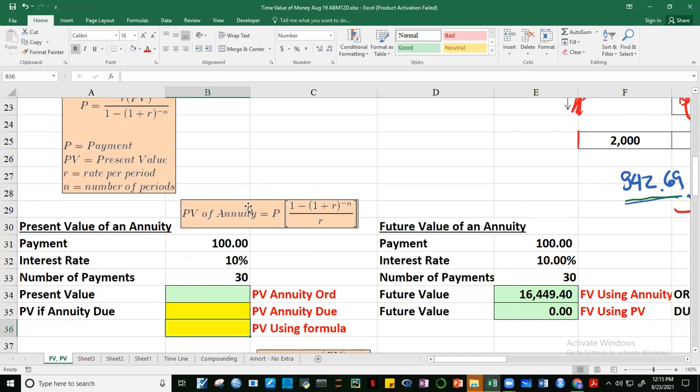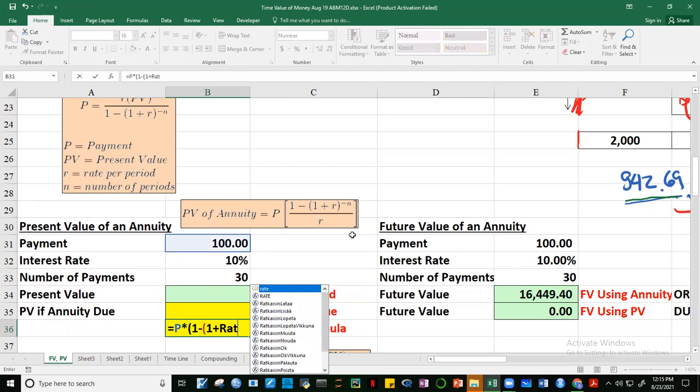So using this formula, okay, we have this one is equal to P. Ano yung P natin? Ito. Ayan, P. Yung payment natin, yung annuity natin, times, okay, then let's just multiply the factor. 1 minus, comma, 1 plus, then you have the rate. I'm typing R-A-T, okay, rate.